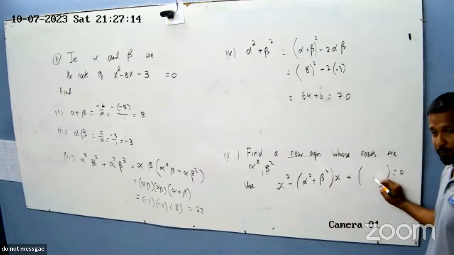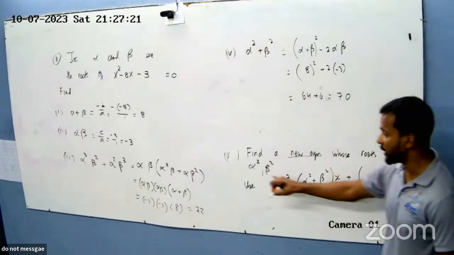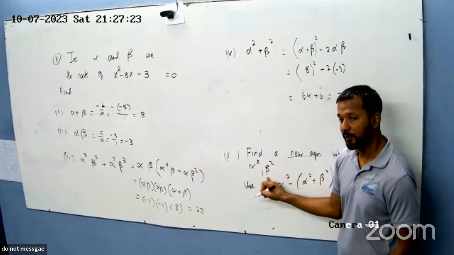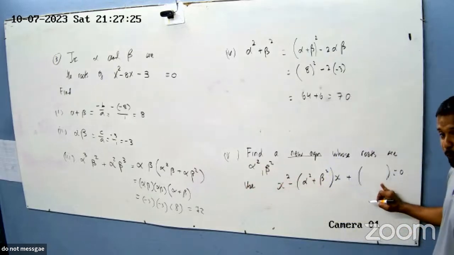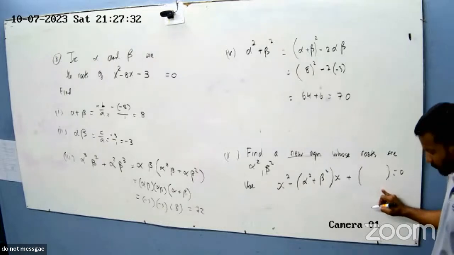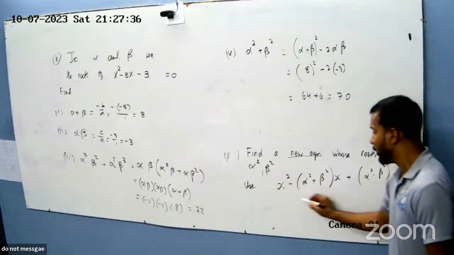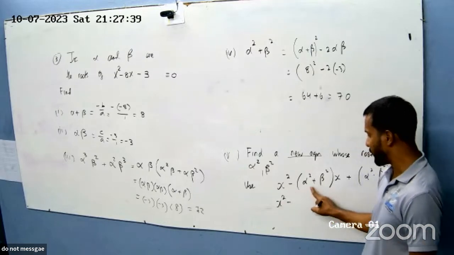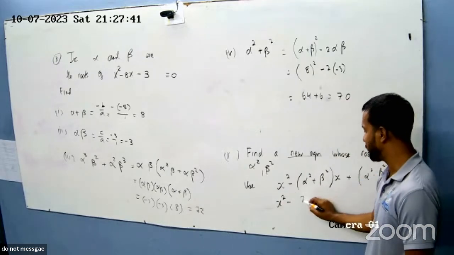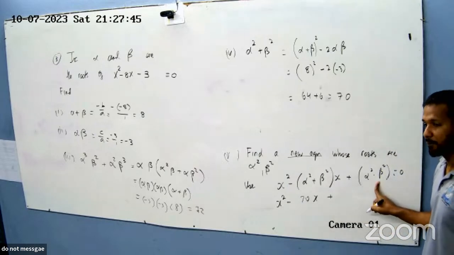What goes in here? So this is not 1 over, because the roots are different. Inside here is the product of the roots, right? So what do I write here? Right, alpha squared by beta squared. We already know alpha squared plus beta squared is 70. What is alpha squared by beta squared?